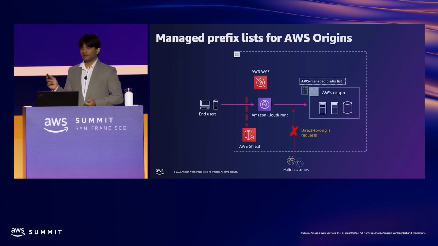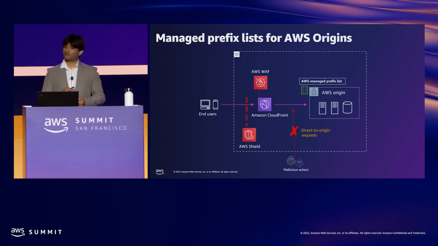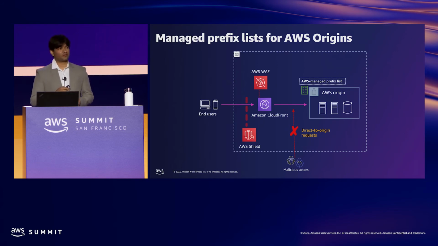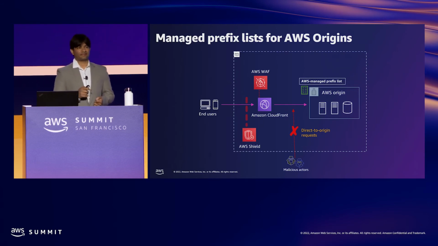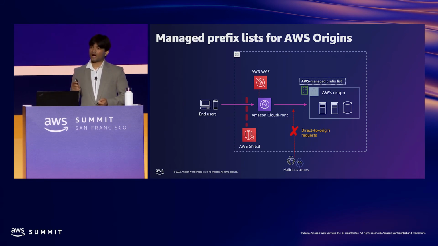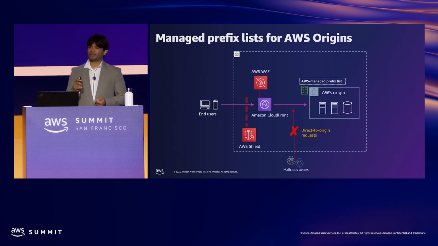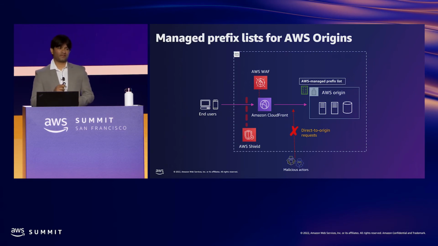We launched the AWS managed prefix list in February of 2022, so you can use the AWS managed prefix list for CloudFront to limit the inbound HTTP traffic to your AWS origins to the IP addresses that belong to CloudFront's origin-facing servers. And CloudFront keeps the managed prefix list with the IP addresses of CloudFront's origin-facing servers, so that you don't have to maintain the prefix list yourself.